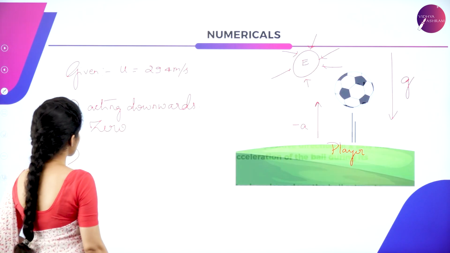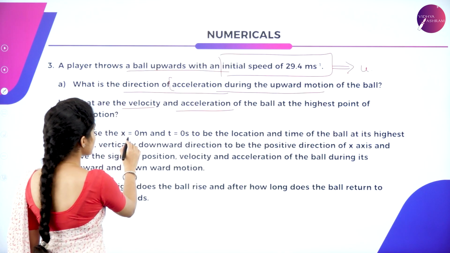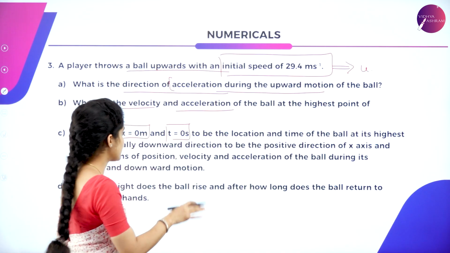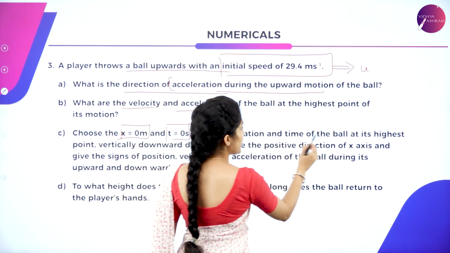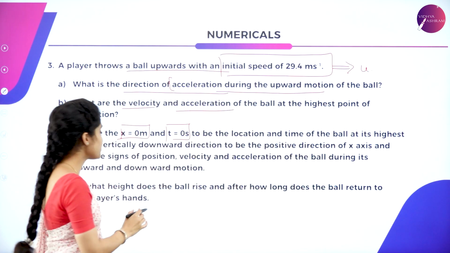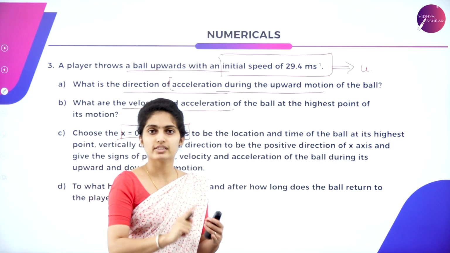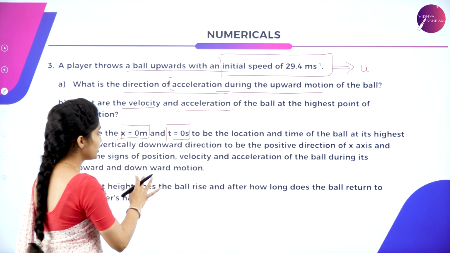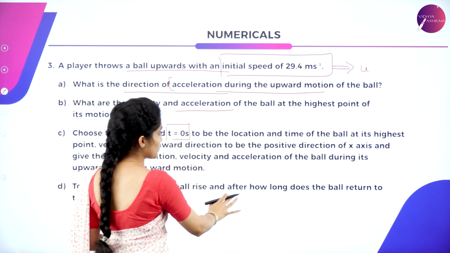What does your question number C tell? Choose x is equal to 0 meter and t is equal to 0 seconds to be the location and the time of the ball at its highest point. Yes, at its highest point, it doesn't have any position nor any time taken for it to move. So it is 0 meter and 0 seconds.